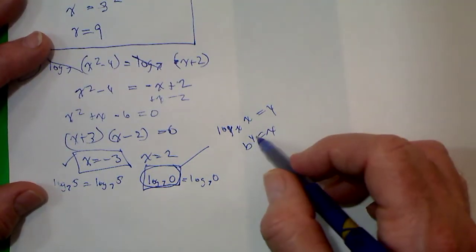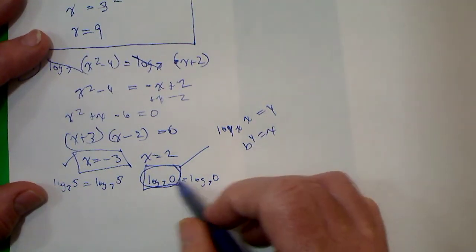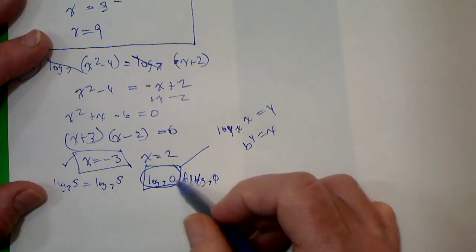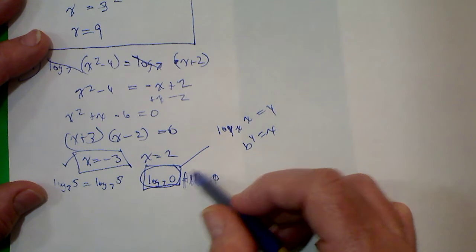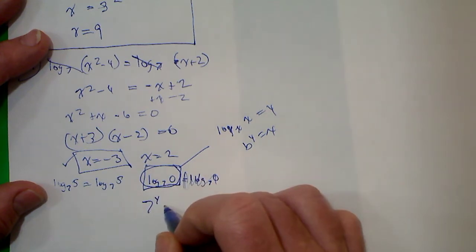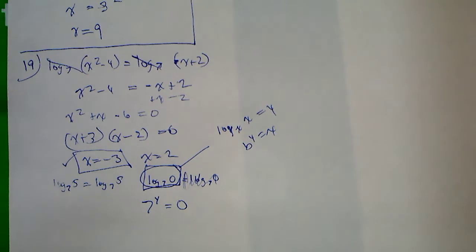So b to the y equals x. Well, what's y? Y isn't here. So you're not looking at that. You're just looking at what does that equal to y? So that's 7 to the what equals 0. Right? Anything to the 0 power is 1. Anything to the first power is itself. Anything to a negative power is a fraction. So it's between 0 and 1.